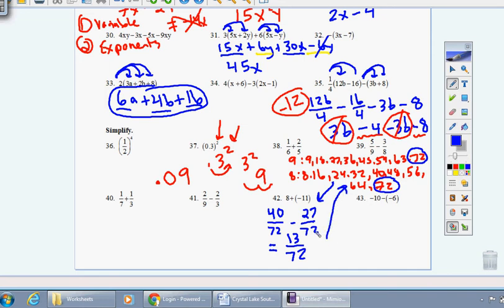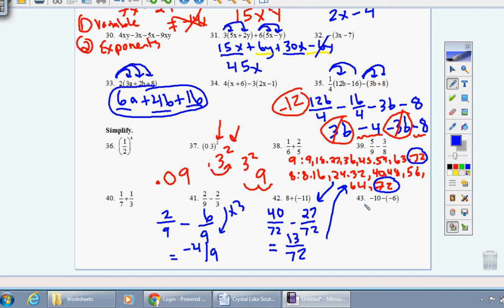Alright, let's go on to number 41. I have 2 over 9 minus 2 over 3. Okay, so again, I need a common denominator. Now what's nice about this one is 9 is a multiple of 3. So that means that 9 can be my common denominator, and I don't have to change the 9 at all. So I'm going to have 2 over 9 minus something over 9. Now how do I get from 3 to 9? Well, I have to multiply it by 3. So that means I've got to multiply the 2 by 3 as well. So that's going to give me 6. So I have 2 ninths minus 6 ninths, which gives me an answer of negative 4 over 9.